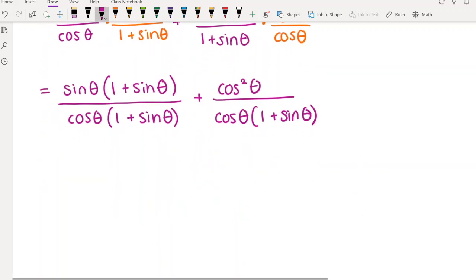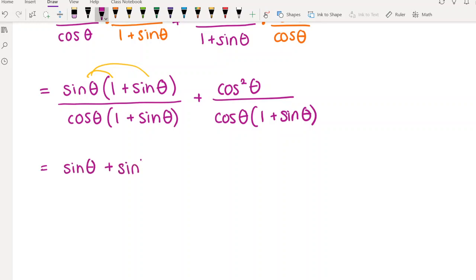All right, so now that these have the same denominator, we can put them together. So I'm going to put them on the common denominator, and in the same step, I'm going to distribute this. So we're going to get sine of theta plus sine squared of theta, and then we have plus cosine squared of theta coming from the other fraction, and then that's all going to be divided by cosine of theta times 1 plus sine of theta.